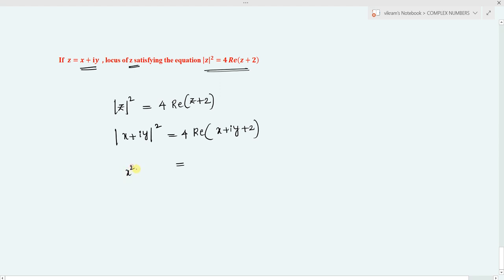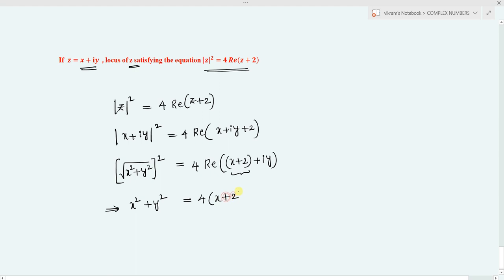Then modulus of x plus iy, the square root of x squared plus y squared, whole squared, equals 4 times the real part. The real part is x plus 2, and the imaginary part is y. Then we obtain the condition x squared plus y squared equals 4 times the real part of this, which is simply x plus 2. So 4 times x plus 2.